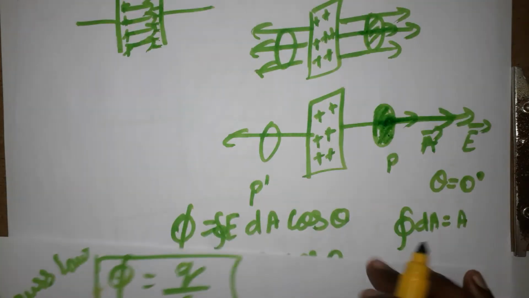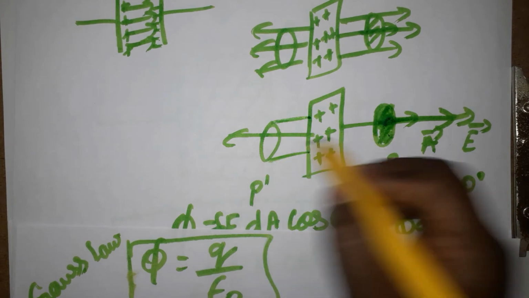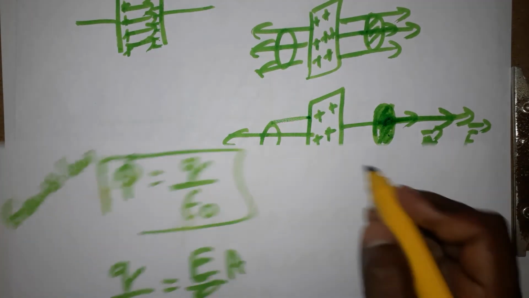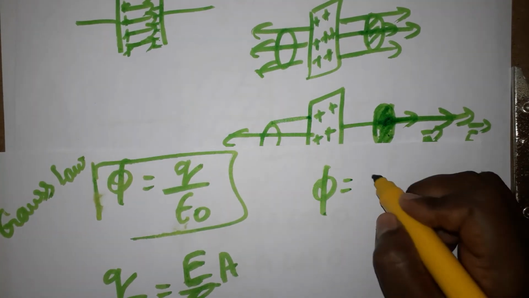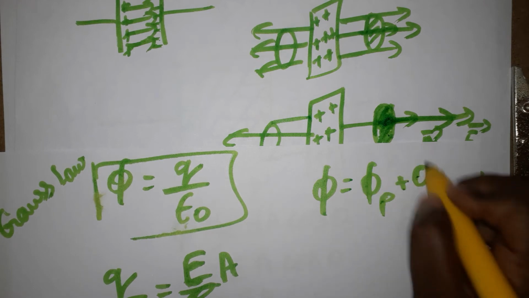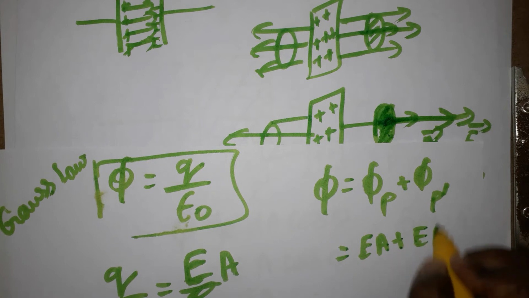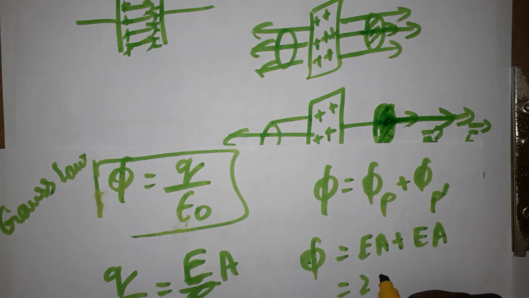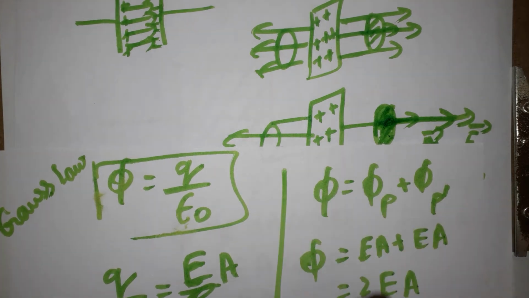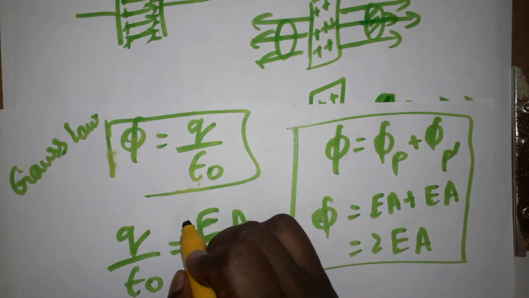See here, not only one side, we have both sides, P dash and P. So the total flux is the flux at point P plus the flux at point P dash. It is EA plus EA, so the total flux is 2 times EA for the plane sheet.